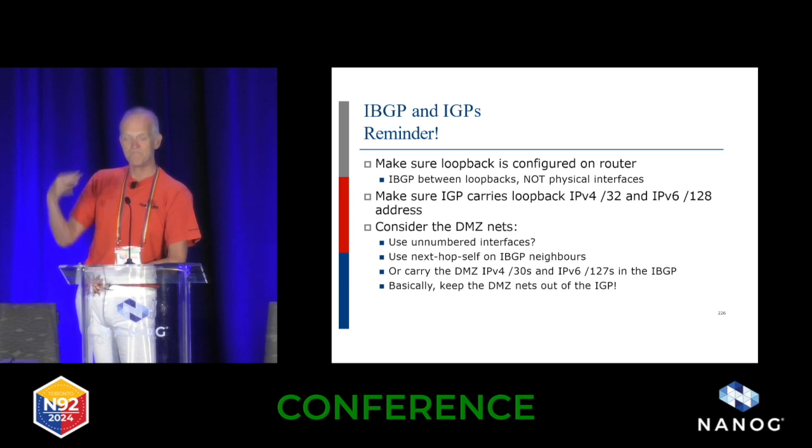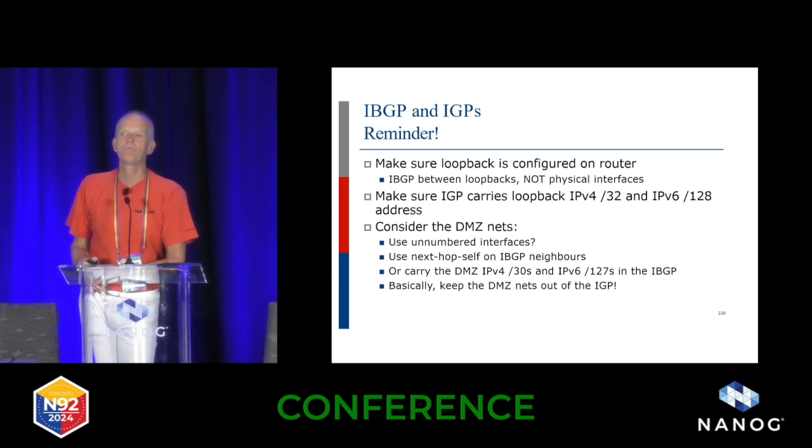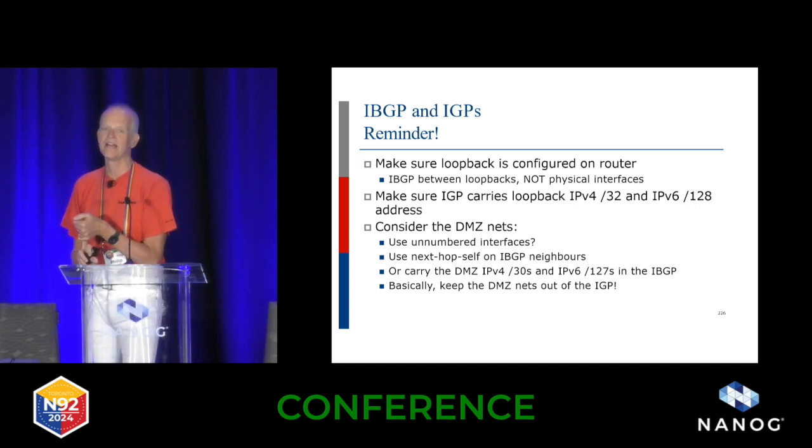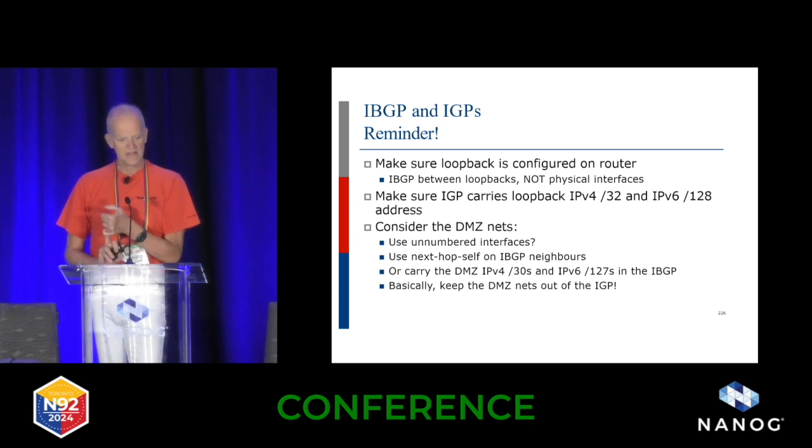So work hard on minimizing the prefixes carried in the IGP because it will converge faster and therefore scale better. What about the demarcation networks? Unnumbered interfaces are quite common. I was doing that way back in the 90s. UUNET were doing that also.